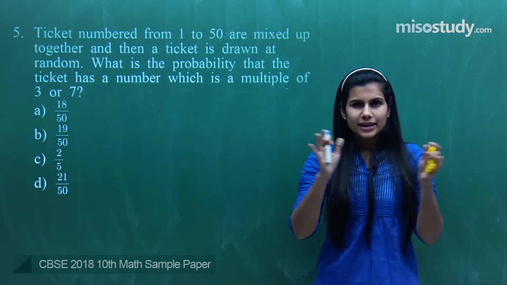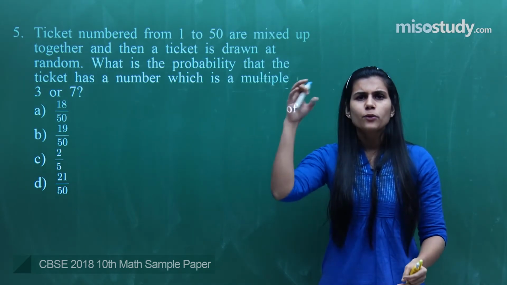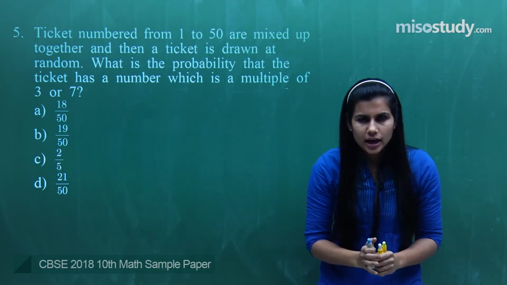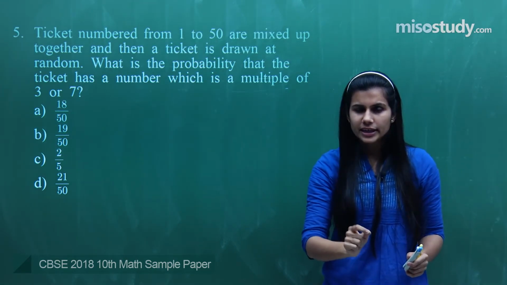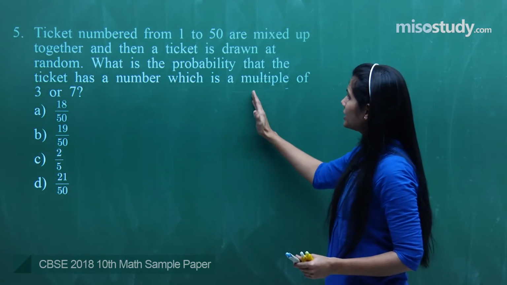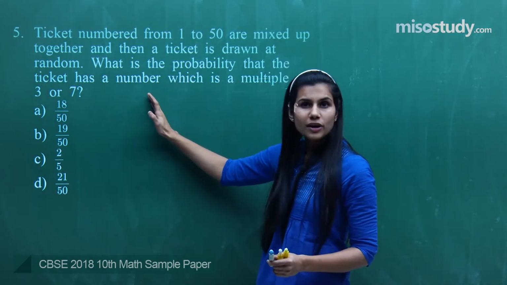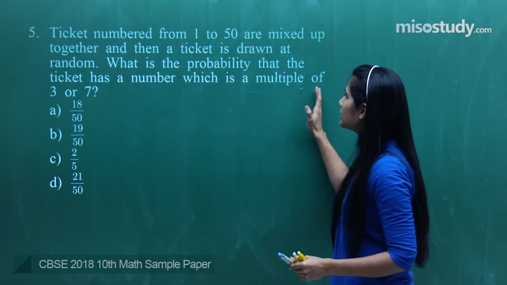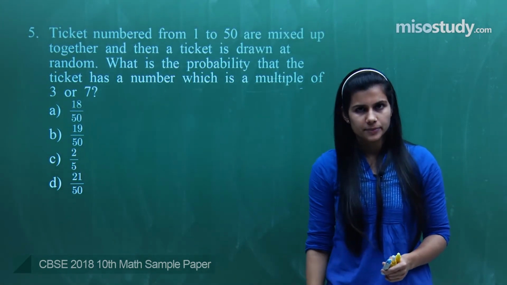So there are 50 tickets, each one having a number from 1 to 50. And all of them are kept together. Okay. And then one card is drawn at random from there. From the lot of 50 cards which have numbers from 1 to 50, I am putting in my hand and drawing one card at random. What is the probability that the card that you have drawn or the ticket that you have drawn has a number which is a multiple of 3 or 7?